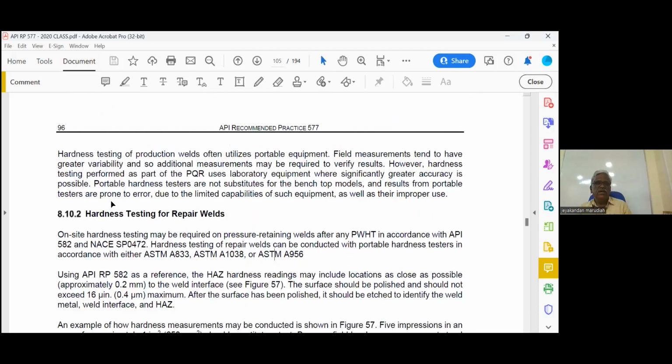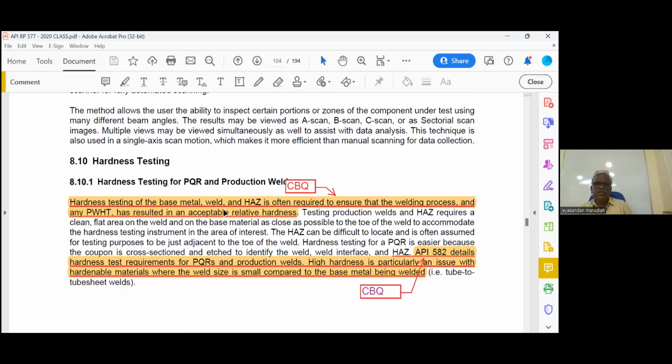Highlight this one. Hardness testing of the base metal, weld and HAZ is often required to ensure that the welding process and any PWHT has resulted in acceptable relative hardness. That is a closed book question. So why are you doing the hardness test? To ensure that it is acceptable hardness.